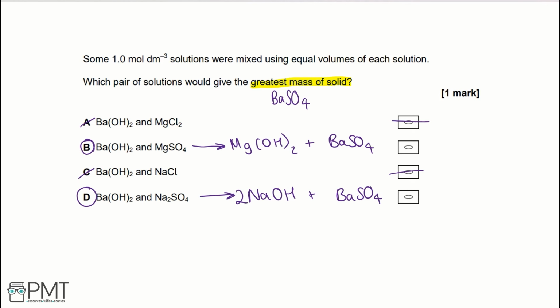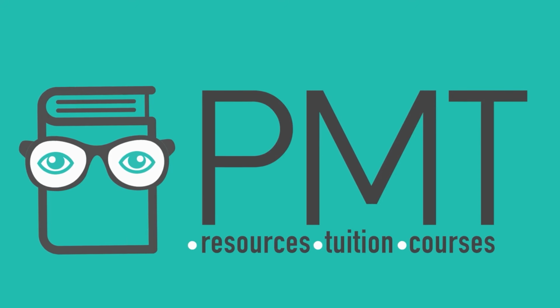And this 2 means that we actually form a third barium sulfate and 2/3 sodium hydroxide, because we're using equal volumes of each solution. Whereas in B, we have half and half. So that means we're producing more barium sulfate. And so B is our answer for this question. And to get the mark for this question, you need to circle the box that corresponds to B.